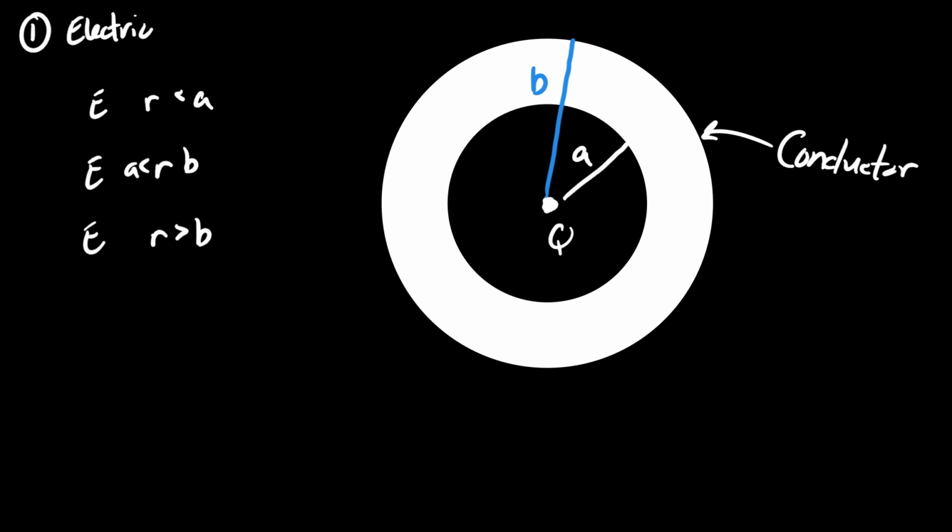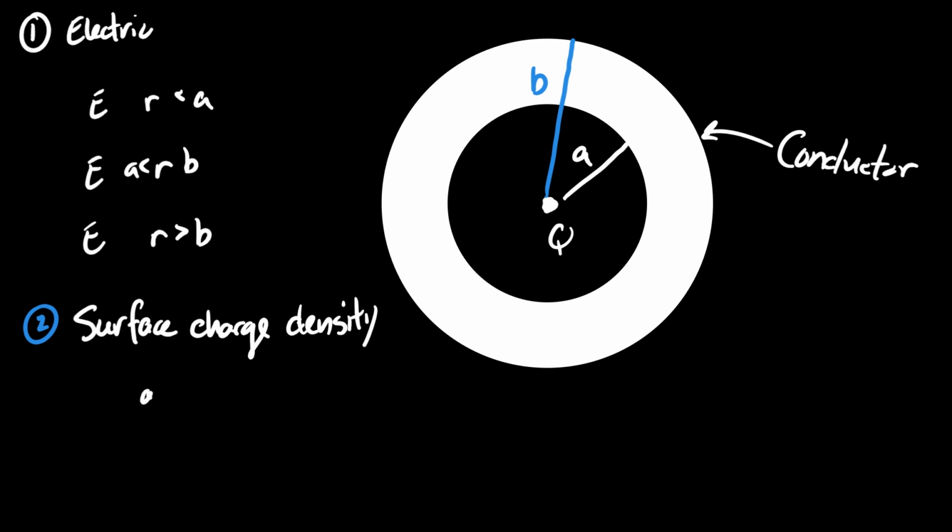The next thing that's almost always asked in relationship to this is the surface charge density. And that would be the surface charge density at A, the inside of the sphere, and at B, the outside of the sphere. Super common question. And then, of course, plot the E field.